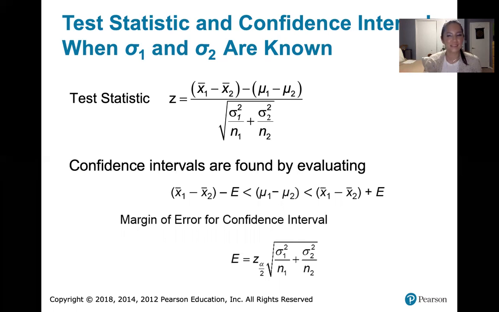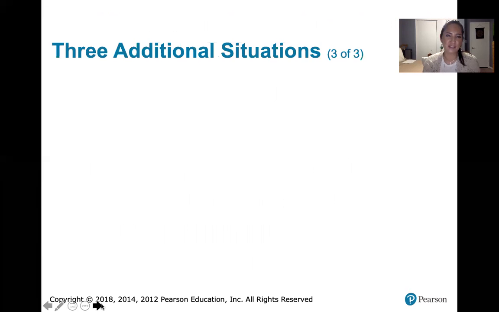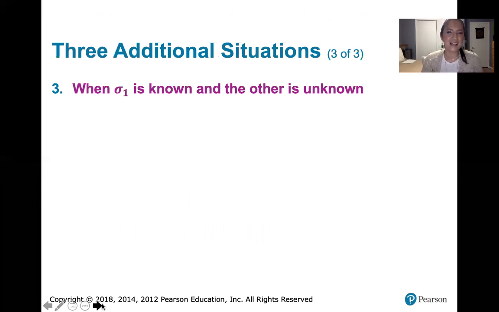But again, it's very rare to use these formulas because most of the time we don't know the population standard deviations, especially if we're trying to make an estimate of the difference between the population means. In that case, it's very rare to know the population standard deviations. Okay, so that was our second situation, which is very rare and uncommon, and you're probably never going to use those formulas. But I wanted you to be aware that that's how we would handle that situation if we came across it. Now, the last situation is when one of the population standard deviations is known and the other one is unknown.